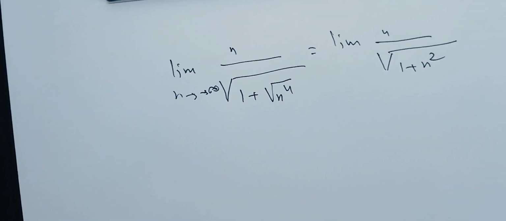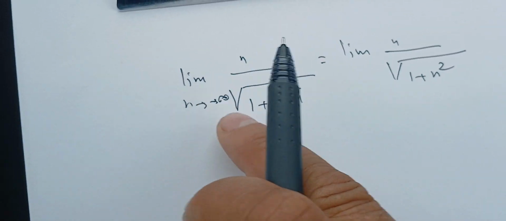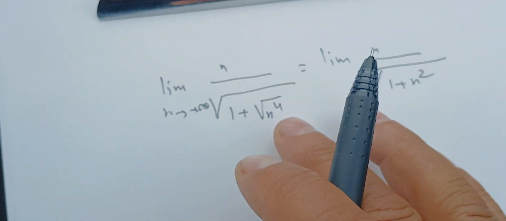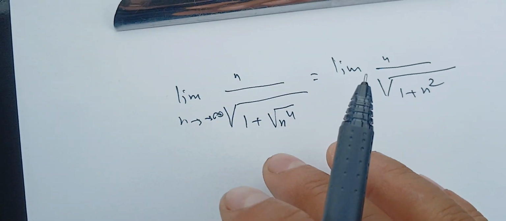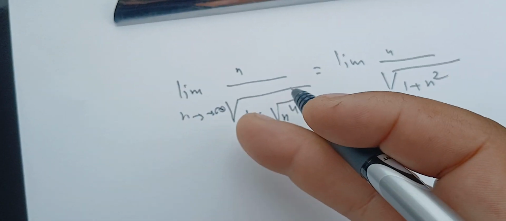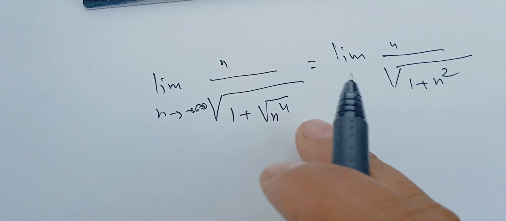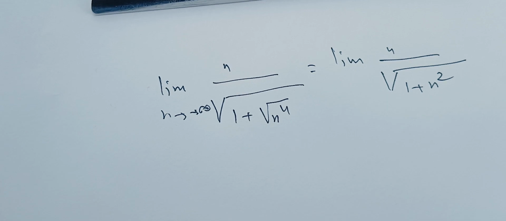The reason for the n to the 4th here was that this one was a function, and we were interested in finding the limit as x goes to minus infinity. But here we are doing sequences, and we are only interested in finding the limit as n goes to plus infinity.